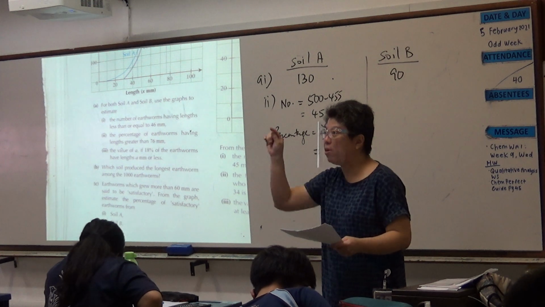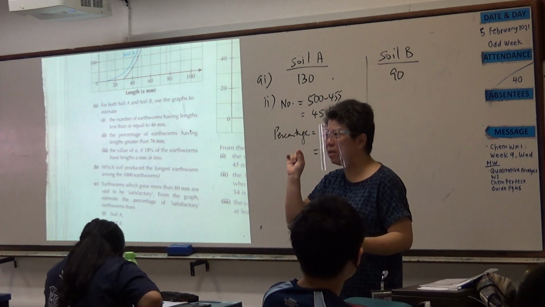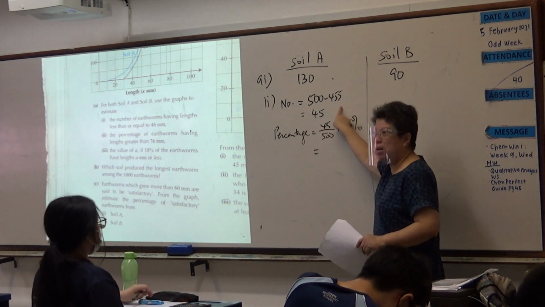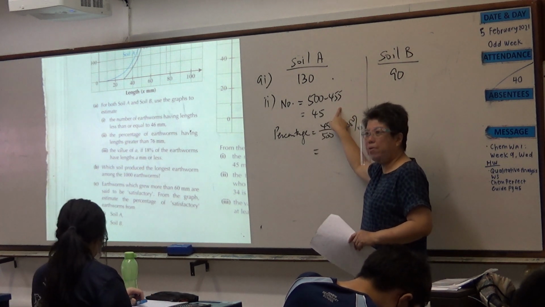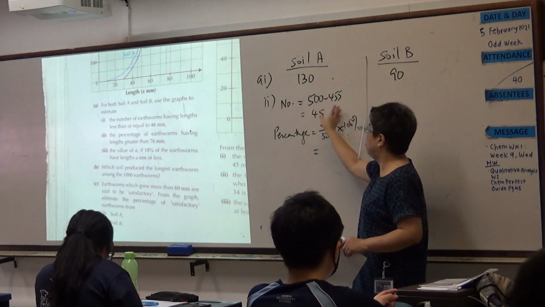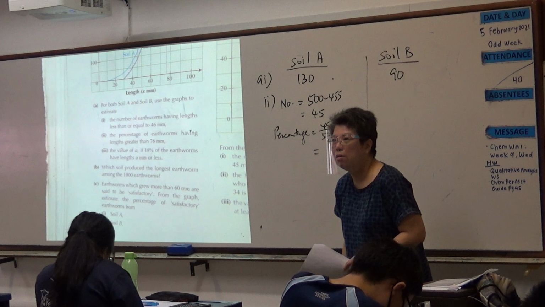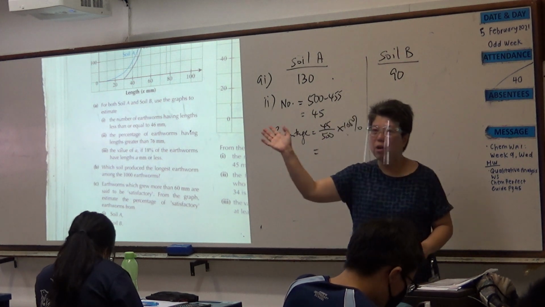450 or 455 also get the marks, but it cannot be 454, because you only have half a square. But do you agree that the square is very small? So it's up to you. How many read 450? How many read 455? You can write both answers and it's correct, because it's just a little bit. Everybody okay? Okay, can you do soil B?